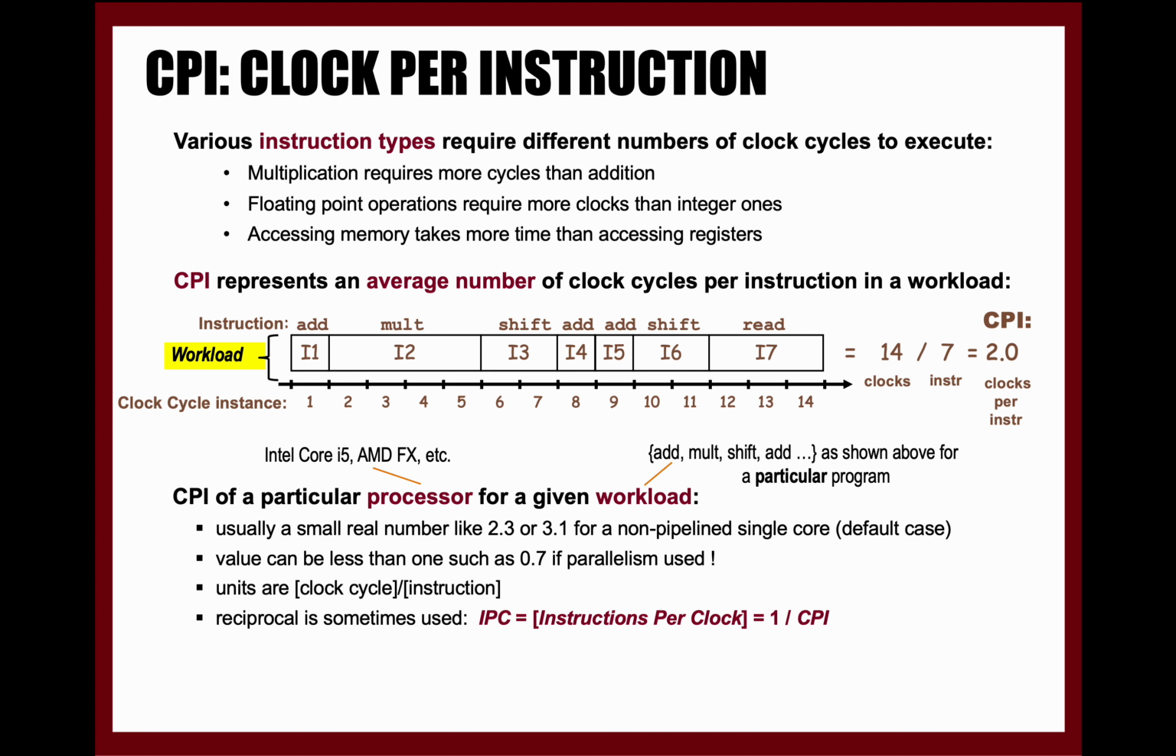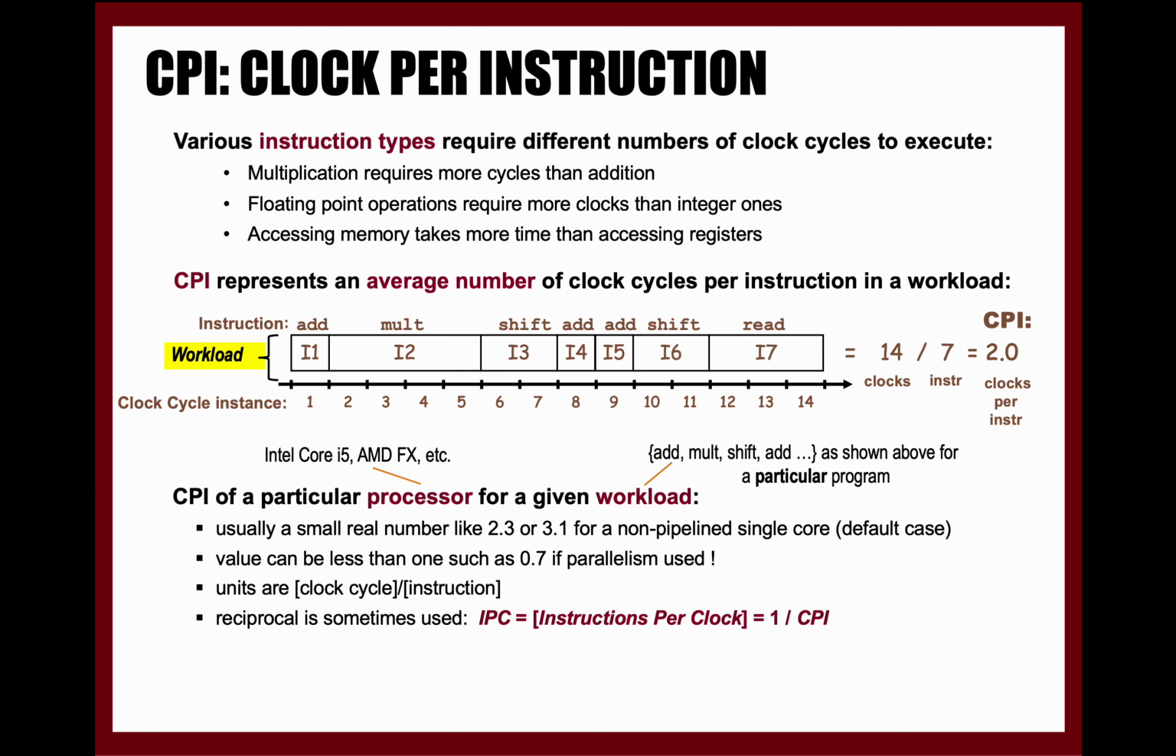It is crucial to note that CPI can vary across processors such as Intel Core i5, AMD FX, and others. Each processor, based on its architecture, will have its unique CPI for a specific set of instructions. When evaluating the CPI of a processor for a particular workload, the number is generally a small real number like 2.3 or 3.1, especially for a non-pipelined single core. Interestingly, the CPI can sometimes be less than 1, especially when parallelism is used. The units for CPI are clock cycles per instruction.